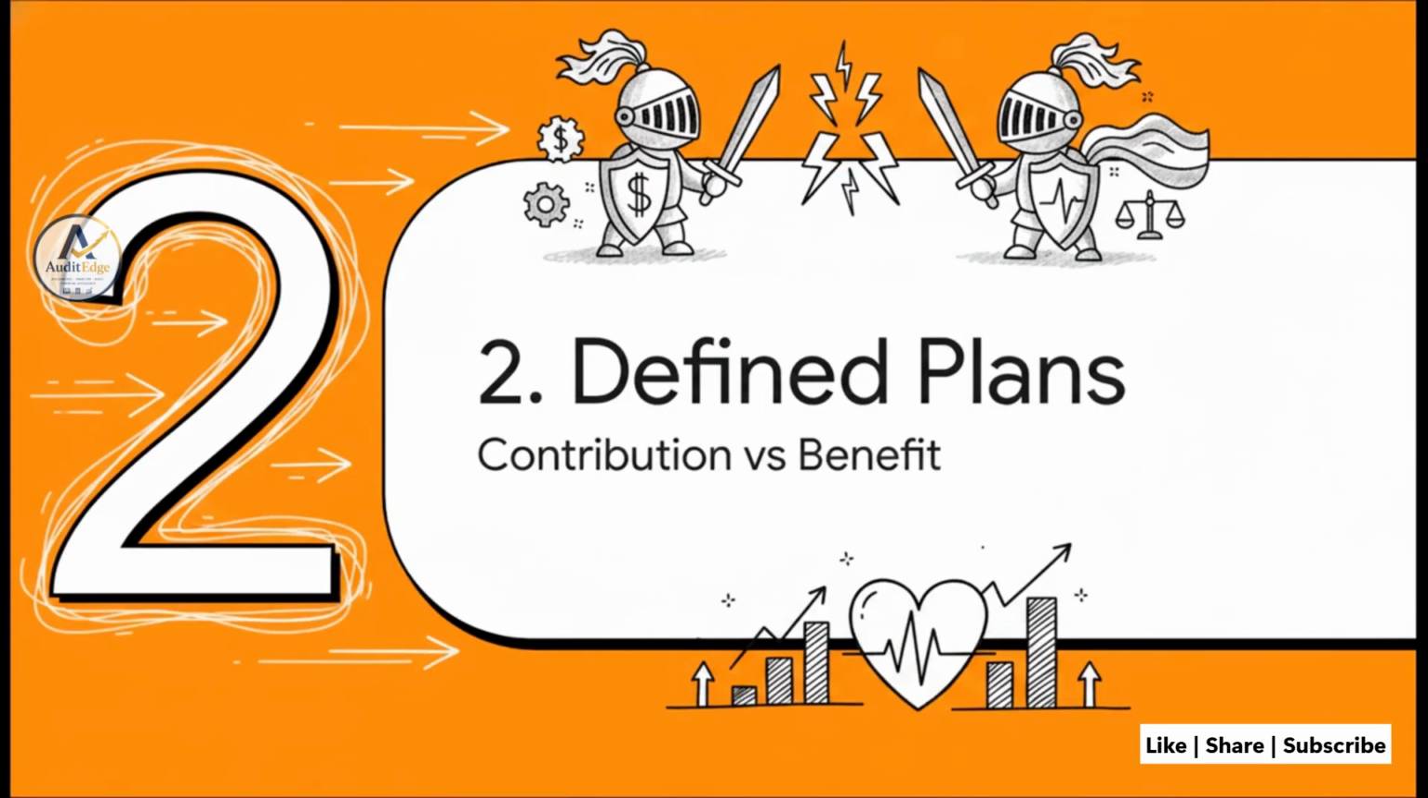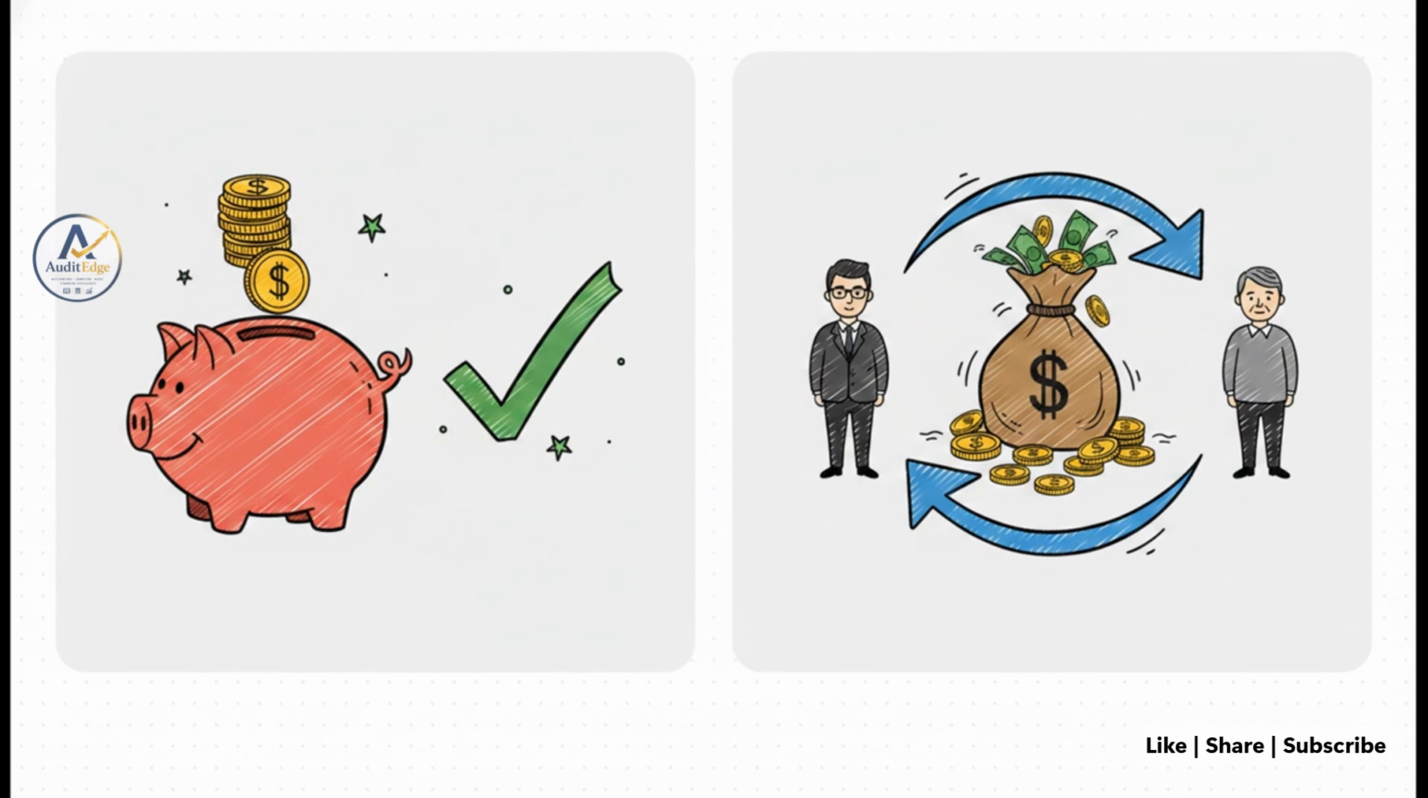Moving right along to Section 2, Defined Contribution versus Defined Benefit. For the exams, you absolutely must be able to contrast these two. In a defined contribution plan, the company simply pays a fixed amount into a fund. And that's it. Once paid, the employer's obligation ends completely. They've done their part. But in a defined benefit plan, the employer promises a specific future payout when the employee retires. So here, the employer's obligation simply doesn't end until that final promised amount is fully paid out.